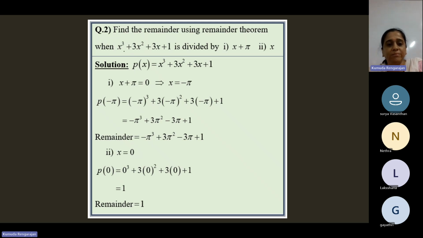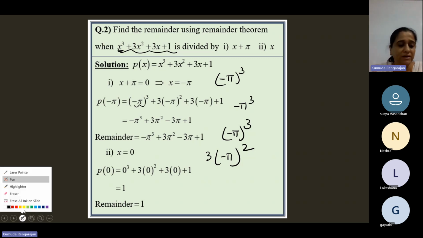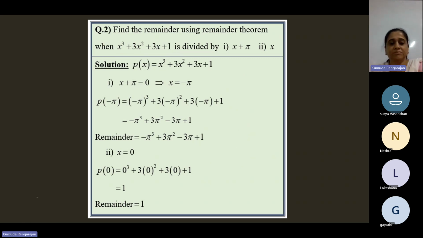So in p of x, wherever there is x, use minus pi. So it's x cubed minus pi, the whole cubed. It's not minus pi cubed like this. Minus pi, this is x, the whole cube, x cubed. 3 into minus pi, the whole square, like this. So substitute minus pi in place of x. And this is the remainder.